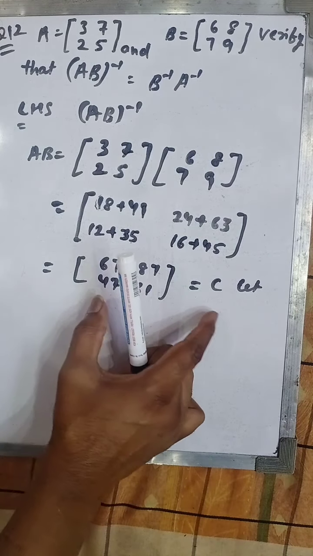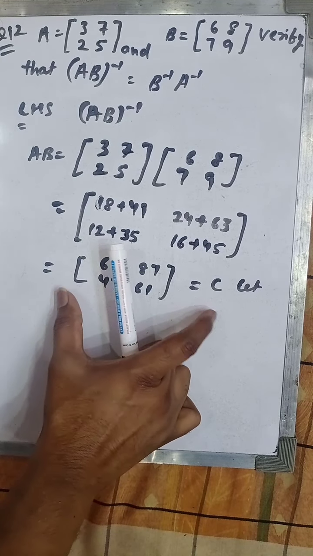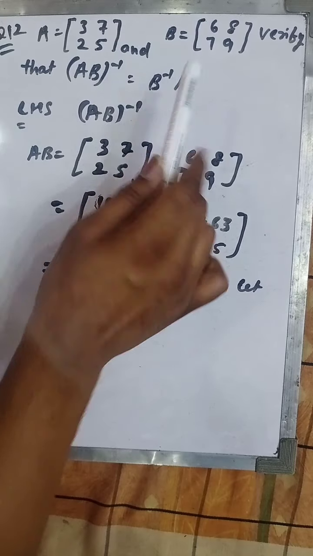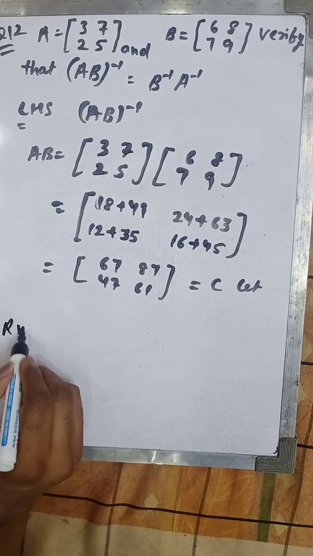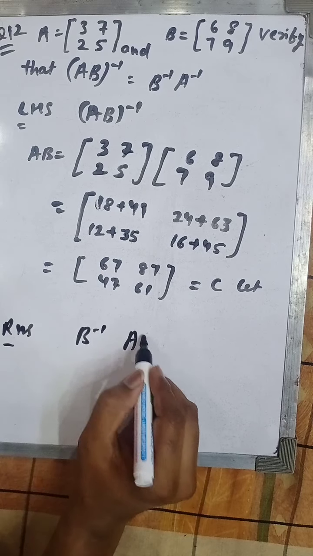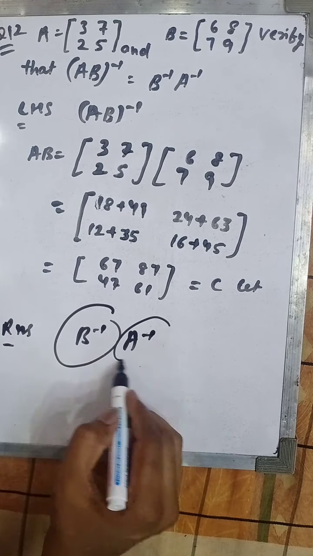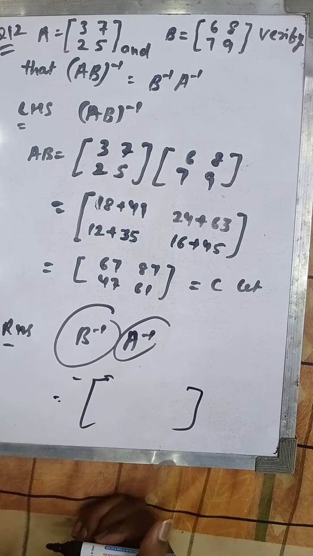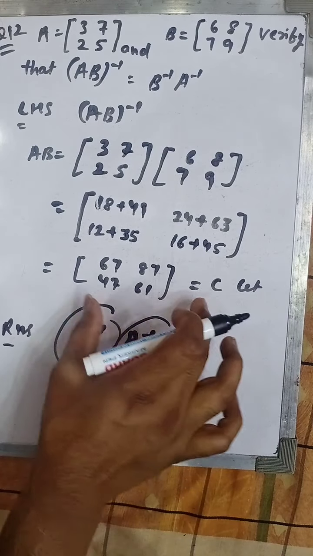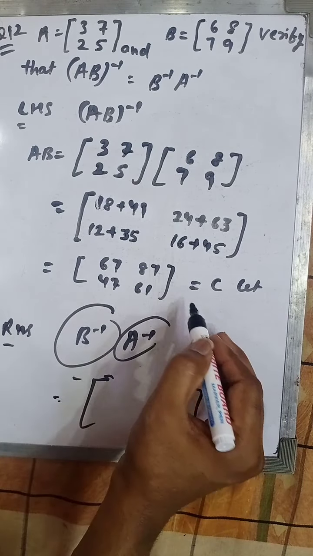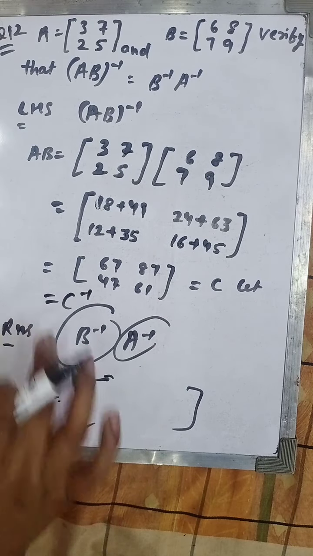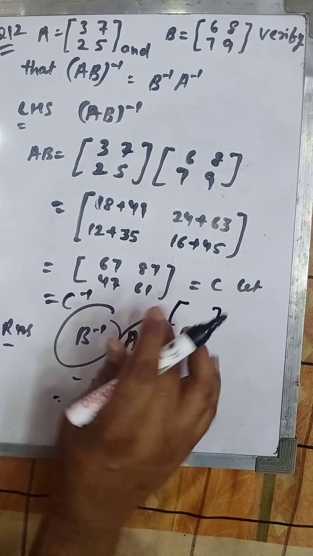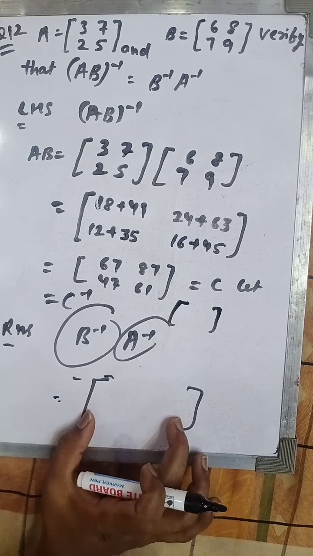Now if this is the C matrix, you can find out the inverse of this. Whatever inverse comes, you have to write here. Then on the right hand side, you have to find B inverse and then A inverse. First find B inverse, then find A inverse, and after calculating this you have to find the product of both, and you will get a matrix. This matrix and the C inverse matrix should be the same. C is there, so you have to find the inverse of that. Whatever matrix you get as C inverse must be the same as the product of these two matrices.